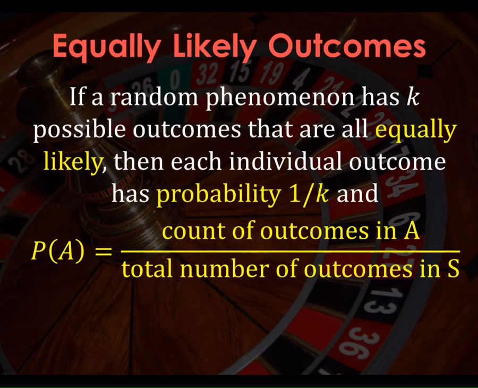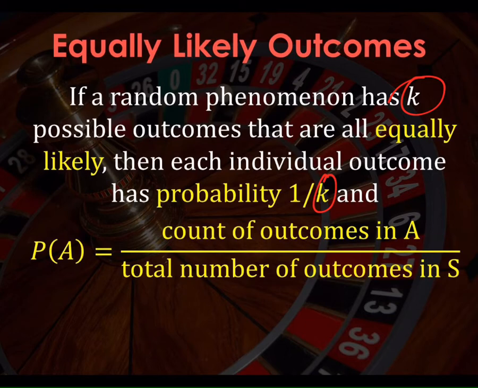Equally likely outcomes. If a random phenomenon has k possible outcomes that are all equally likely, then each individual outcome has a probability of 1 over k. And the probability of A is equal to the count of outcomes in A over the total number of outcomes in S. Now this looks really complicated, but basically what you have here is a situation where you have k total outcomes and each outcome has the same chance of happening. So if you were rolling a die, k would be 6. The probability of getting each individual roll is 1 over 6, or 1 over k.